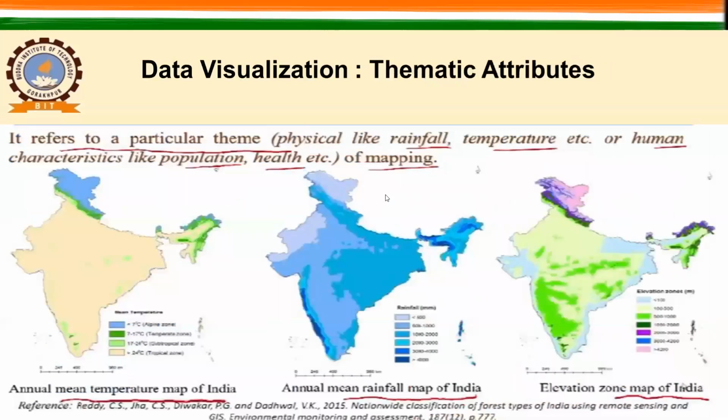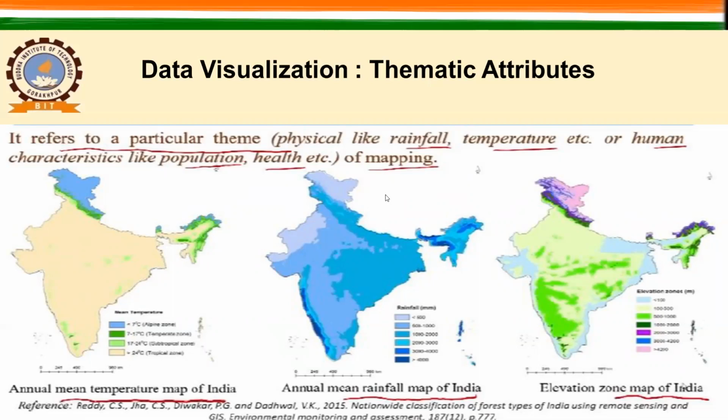Then when we say thematic maps or thematic attributes attached to a particular map, what exactly does it mean? It refers to a particular theme, like rainfall, temperature, human characteristics like population, health, etc. of mapping. So here this is one example.